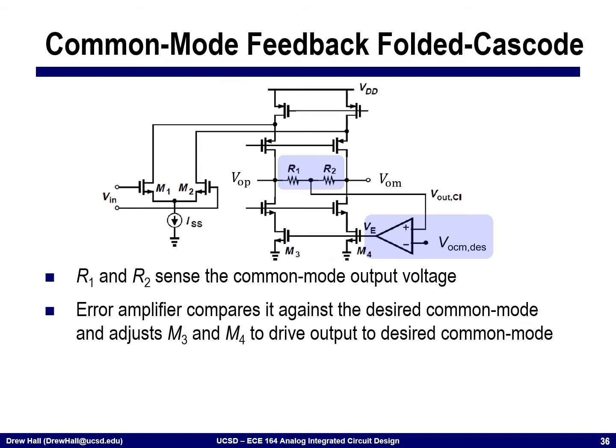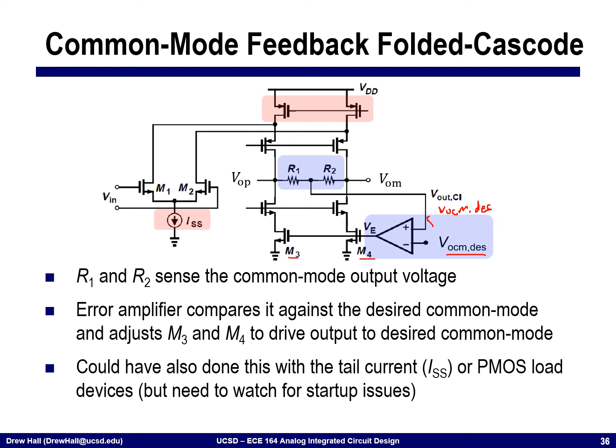All right, so here's a little bit more classical structure. We're taking a folded cascode amplifier. We are sensing the output common mode voltage with R1 and R2, and we're feeding this back with this amplifier driving the common mode voltage. This amplifier is essentially trying to drive this node here to the desired output common mode voltage. And it's doing so by manipulating the current through M3 and M4.